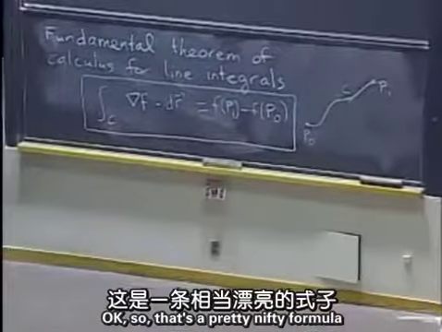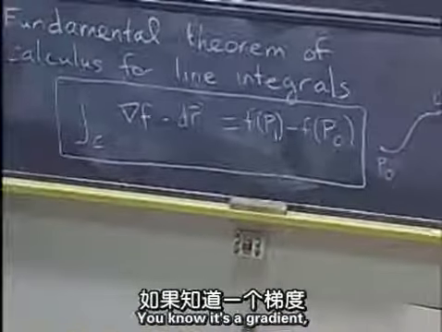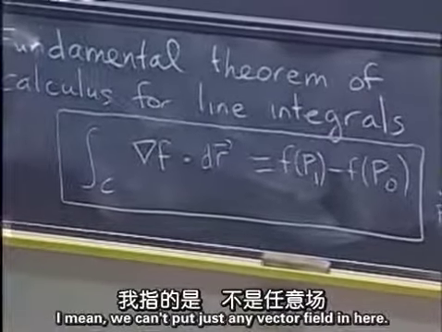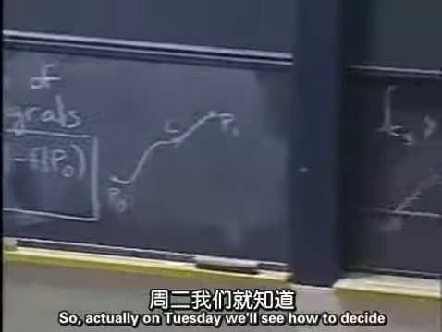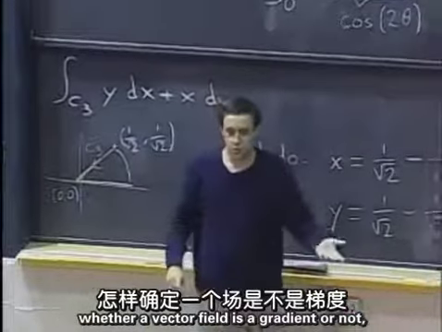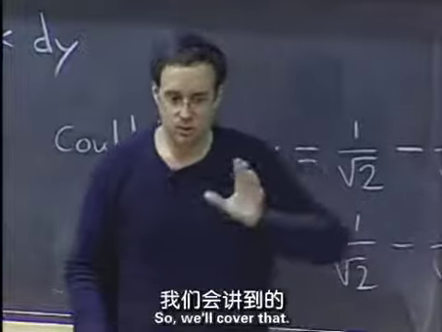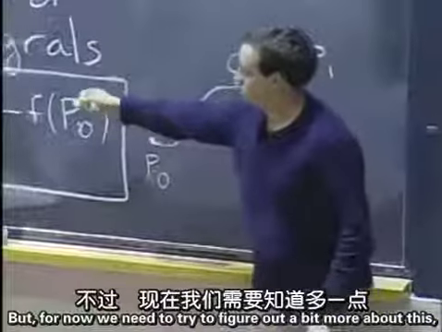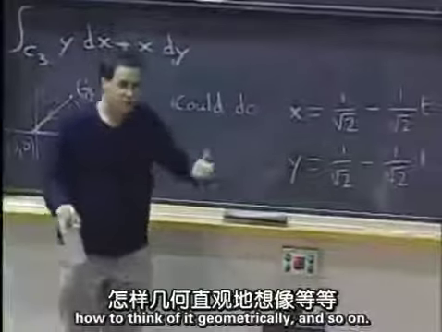Okay? So that's a pretty nifty formula, but it only works if the field that you're integrating is a gradient. You know it's a gradient, and you know the function little f. I mean, we can't put just any vector field in here. We have to put the gradient of f. So actually, on Tuesday, we'll see how to decide whether a vector field is a gradient or not, and if it is a gradient, how to find the potential function. So we'll cover that. But for now, we're going to try to figure out a bit more about what it says, what it means physically, how to think about it geometrically, and so on.